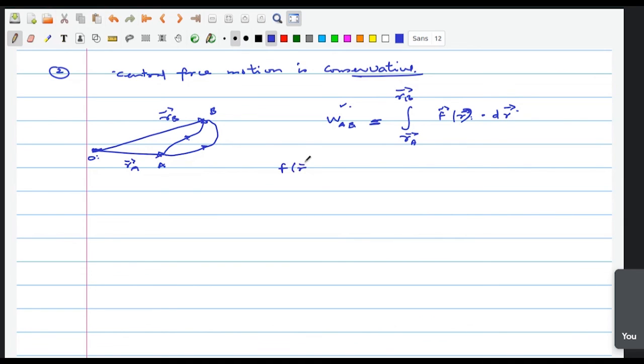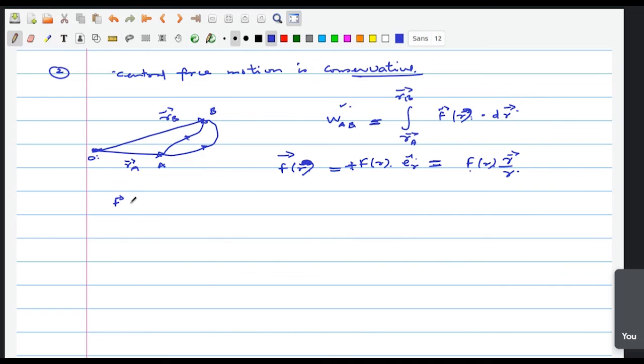So here Fr, this is Fr. Over R there is no vector, this is just Fr. With a minus sign it will come if it is attractive, but if it is repulsive, there will be a plus sign. So we will not put any sign here. This implies that it can be either plus or minus. Repulsive is also central force motion, attractive is also central force motion. And then let us write this in this way.